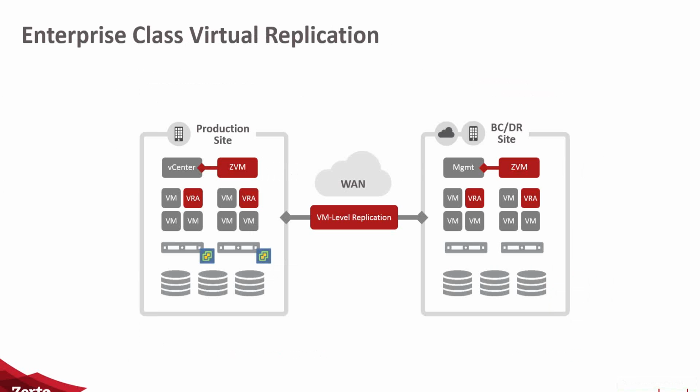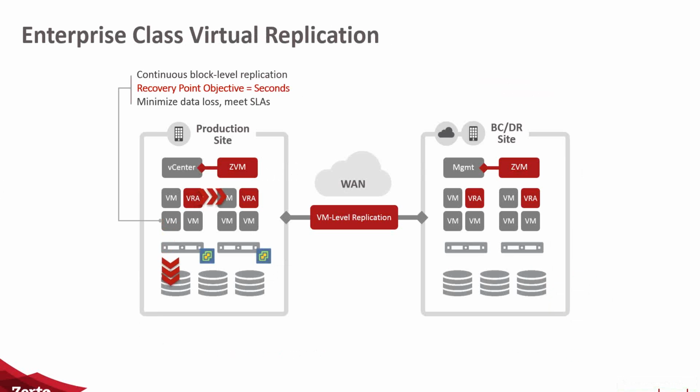So for the enterprise class virtual replication, Zerto is replicating the changes continuously on a block level. So as we see a change in a protected virtual machine, the replication appliance takes a copy of that change, compresses, replicates, and inserts it in the recovery site in seconds. And this delivers a recovery point objective of just seconds, which minimizes your data loss and allows you to meet your SLAs.